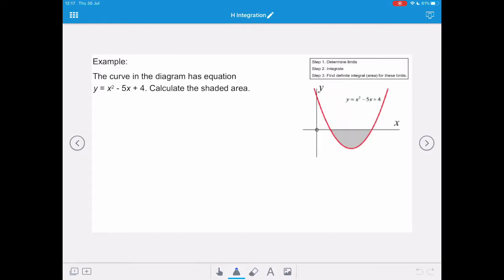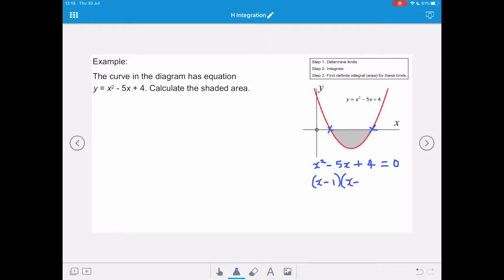So in this example, the curve in the diagram has the equation y equals x squared minus 5x plus 4, and we want to calculate the shaded area. So you can see that the curve doesn't give us the limits, so we're going to have to determine what the roots are in order to find where it crosses the x-axis, and we do that by equating our function to 0. So x squared minus 5x plus 4 equals 0.